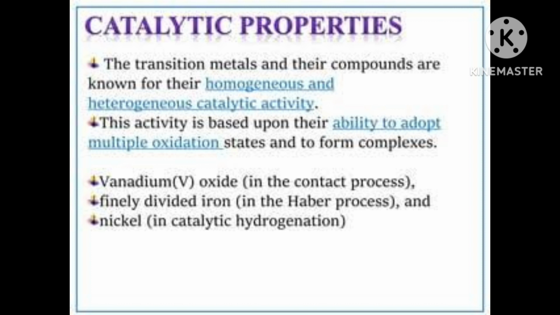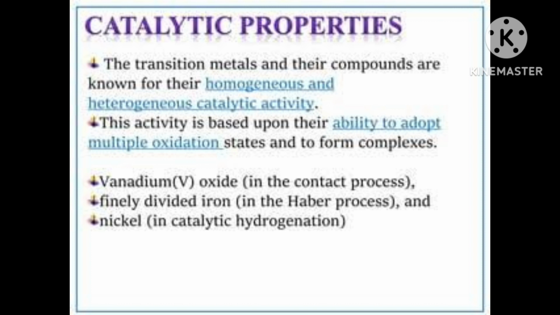Now I am going to discuss formation of interstitial compounds. Question is asked: what is actually an interstitial compound? Now I am going to discuss. Interstitial compounds are those which are formed when small atoms like H, C or N, means hydrogen, carbon or nitrogen, so these are small atoms, are trapped inside the crystal lattice of metals.